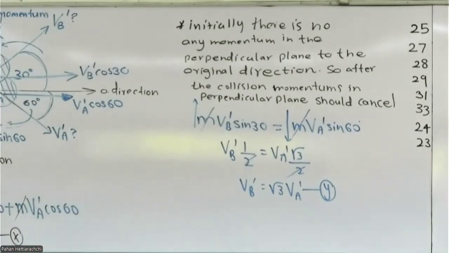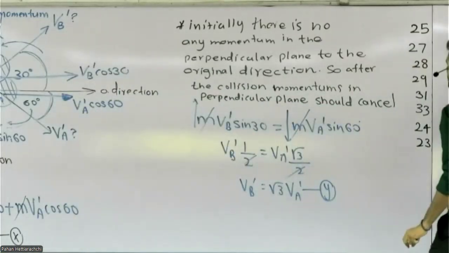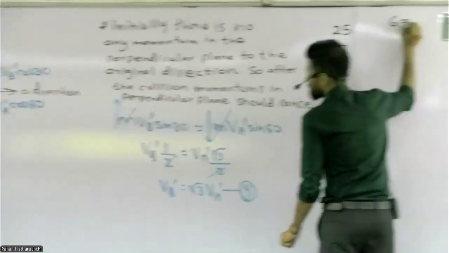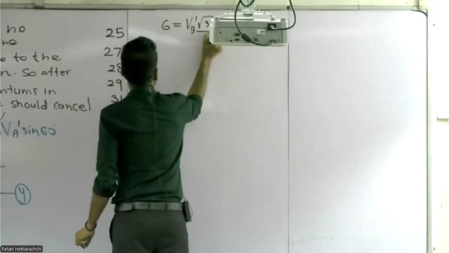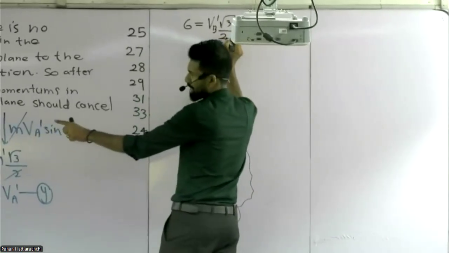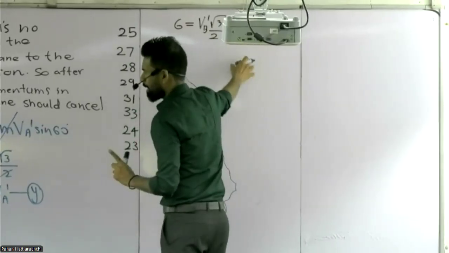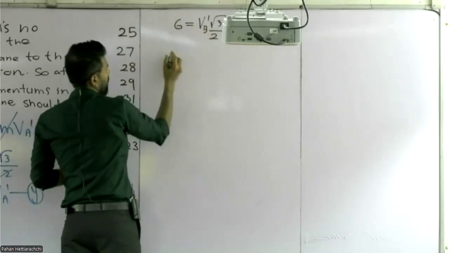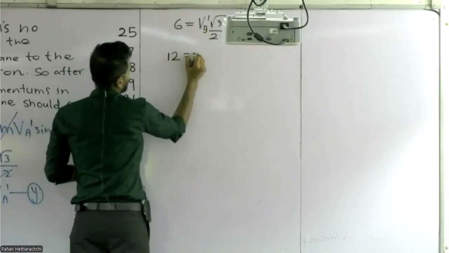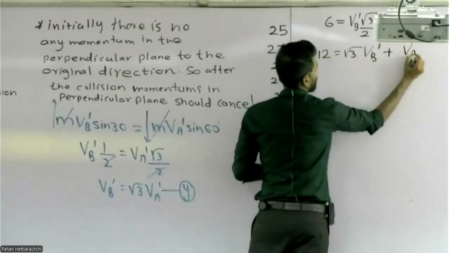Okay. Now, I'm going to solve these two equations. 6 is equal to VB dash root 3 over 2 plus VA dash into half. Multiplying all the terms by 2, 12 is equal to root 3 VB dash plus VA dash.